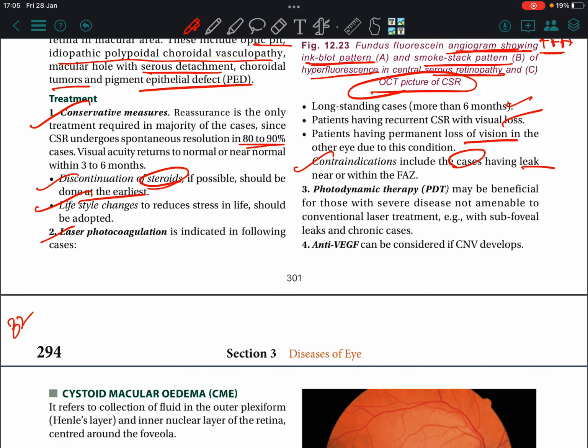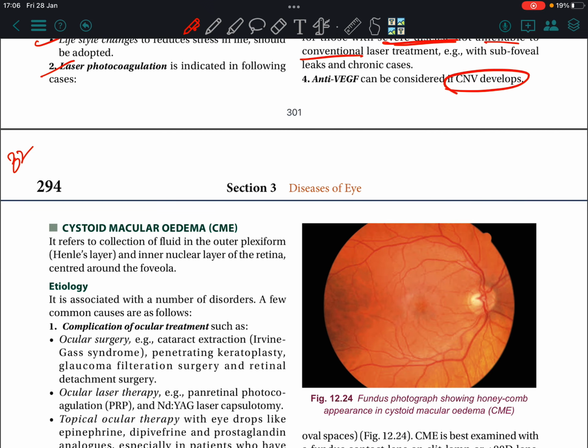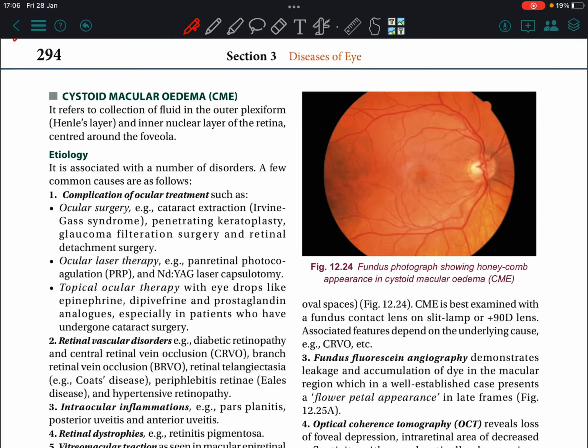Contraindications include cases having a leak near or within the FAZ. Photodynamic therapy may be beneficial for those with severe disease not amenable to conventional laser therapy. Anti-VEGF can be considered if CNV develops.